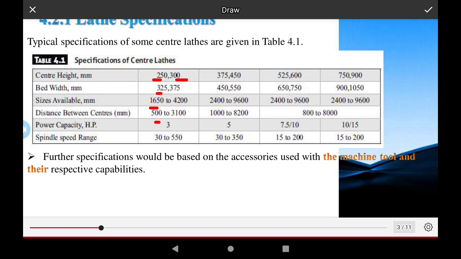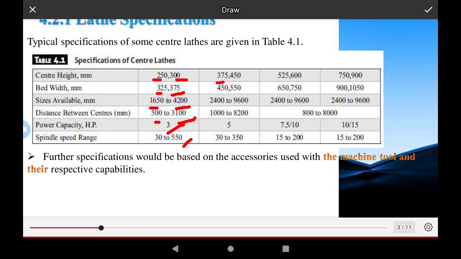Then the center height is 300 mm, the bed width is 375 mm, the size available for the machine is 4200 mm, and the distance between centers is 3100 mm. The power capacity is 3 horsepower, and the spindle speed range is 200 to 550 rpm.